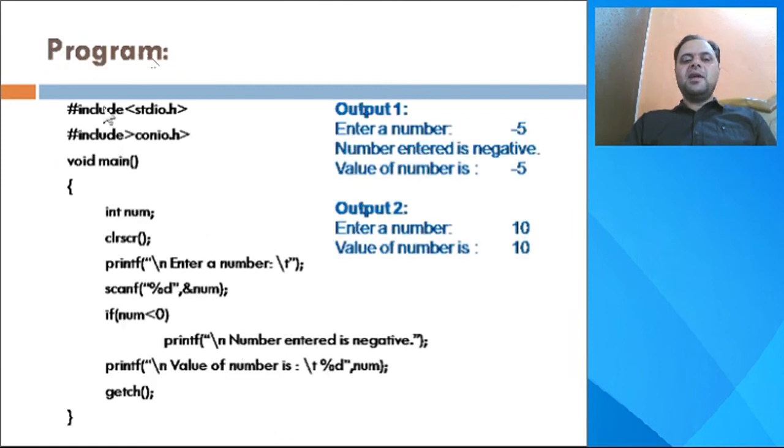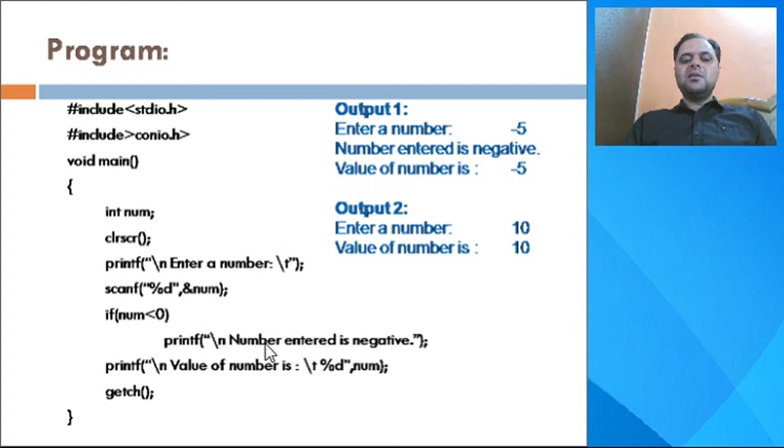So let's discuss a program. We will find whether a number is negative using an if statement. Here again I have included the header files, stdio.h, conio.h, void main. I have taken an integer type variable num. Enter the number, and here the format specifier %d is for integer. If the number is less than 0, the statement 'number entered is negative' will be executed.